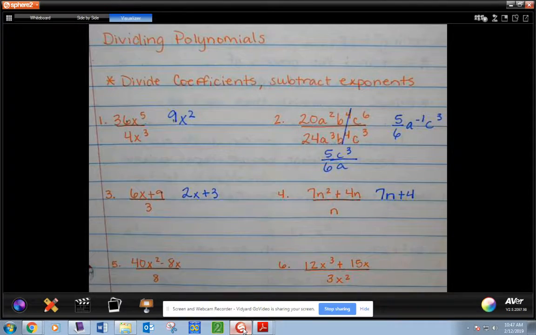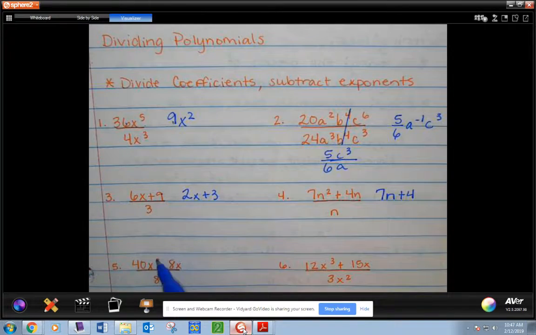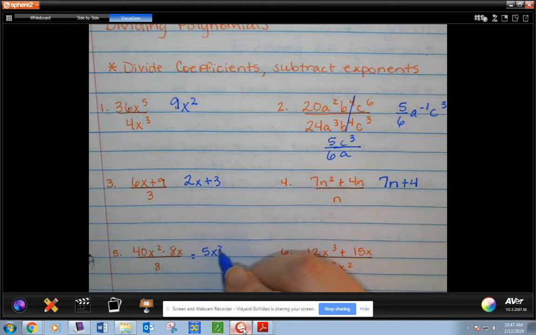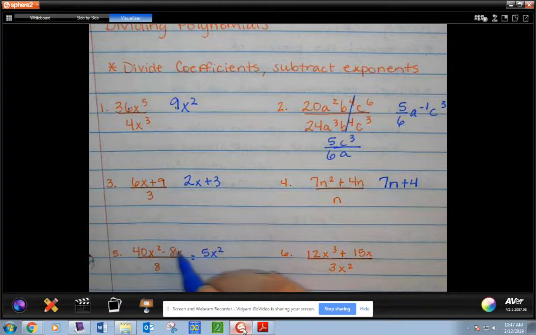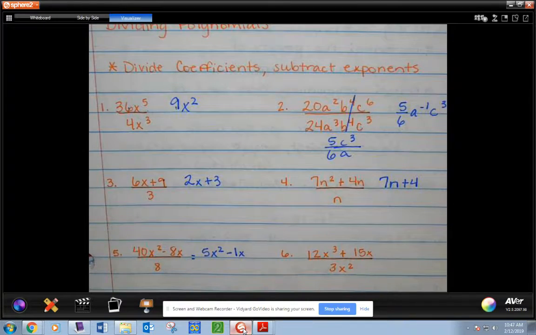For number 5, 40x squared minus 8x divided by 8. Okay, 40x squared divided by 8. 40 divided by 8, that would be 5. And since I don't have any letters in the bottom, I can't get rid of the x squared. Okay, negative 8x divided by 8. Negative 8 divided by 8 would be -1. And since I don't have any letters in the bottom, I have to keep that x. If you didn't write the -1 and you just wrote negative x, that would be okay.